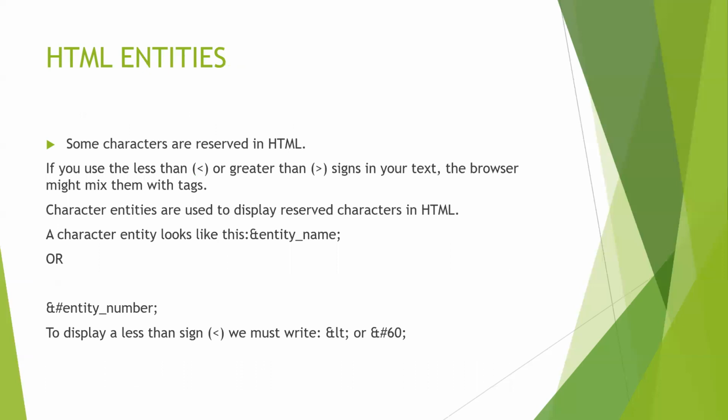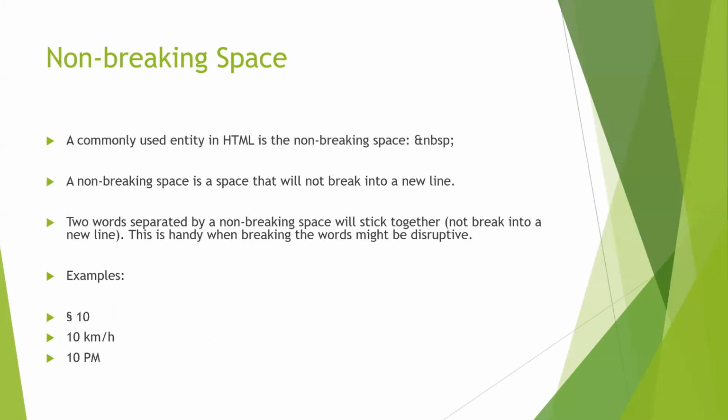Next, we have HTML entities. Some characters are reserved in HTML. If we use less than or greater than signs in your text, the browser might mix them with tags. So character entities are used to display the reserved characters in HTML. A character entity looks like ampersand entity_name, or ampersand hash entity_number. To display a less than sign, we must have ampersand lt, or ampersand hash 60.